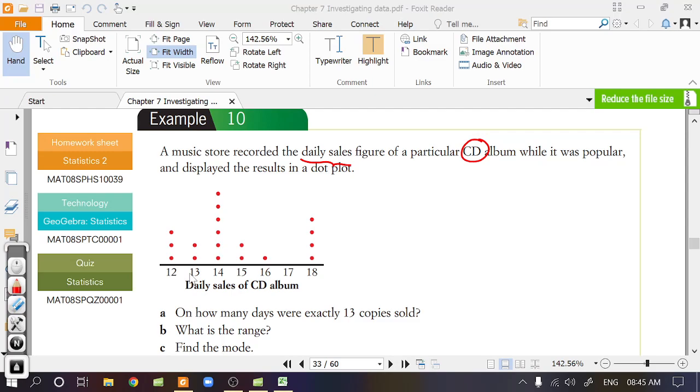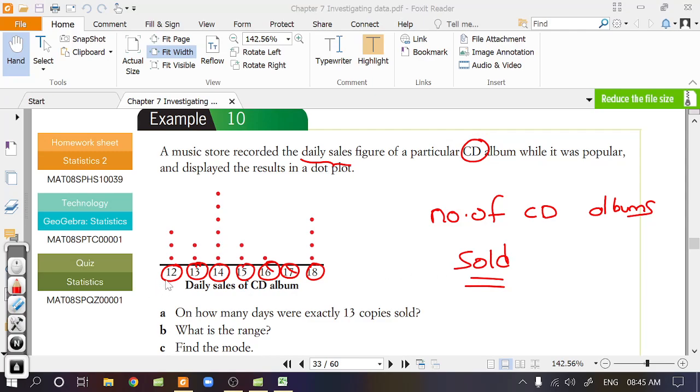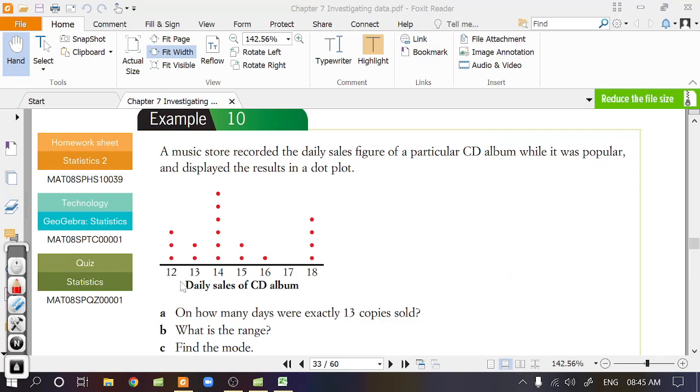Daily sales. Okay. The numbers at the bottom are 12, 13, 14, 15, 16, 17, 18. These numbers are what exactly? Number of CD albums sold. So 13 CDs were sold on 2 days. I think you are getting that. 13 albums, 13 CDs were sold on 2 days.